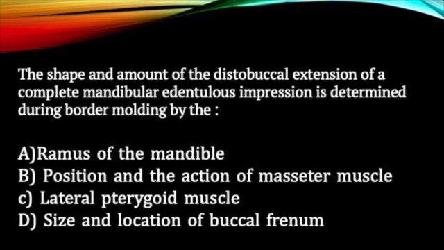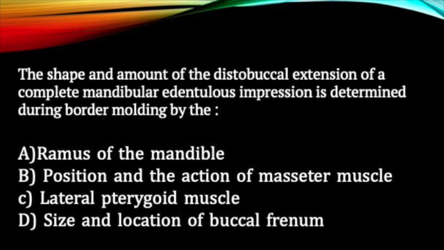The first question is, can you please tell the shape and the amount of the distobuccal extension of a complete mandibular edentulous impression is determined during border molding by the options are ramus of the mandible, position and action of masseter muscle, third is the lateral pterygoid muscle, and fourth is the size and the location of the buccal frenum.